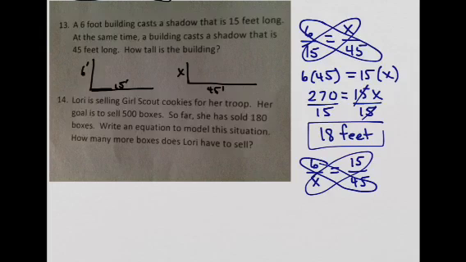Okay, number 14. It says, Lori is selling Girl Scout cookies for her troop. Her goal is to sell 500 boxes. So far she has sold 180 boxes. Write an equation to model the situation. How many more boxes does Lori have to sell?